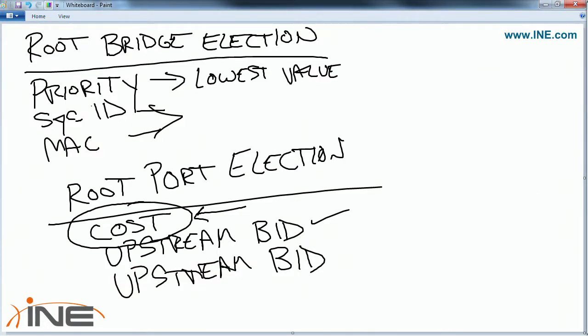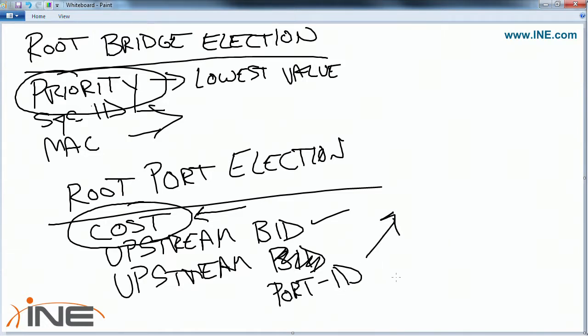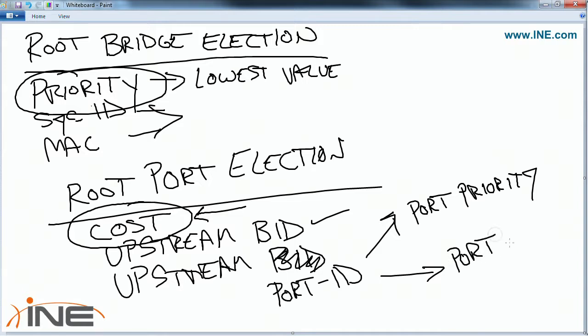So again, technically, you could change these other values. Like you could change the priority to try to change the selection. You could change, that should say port ID. You can change the port identifier as well. The port identifier itself is made up of 2 subfields, which is a port priority and a port number.